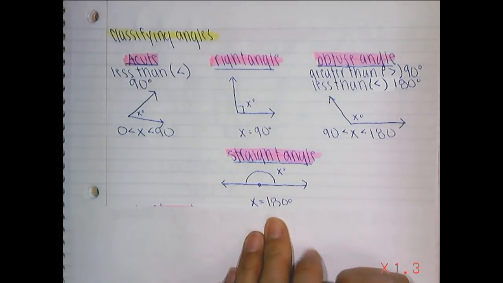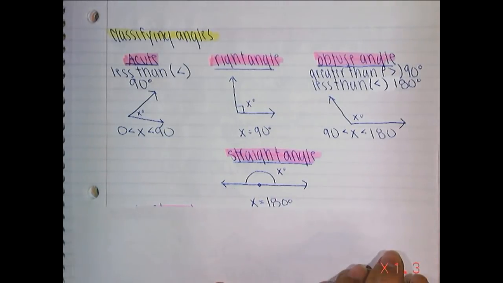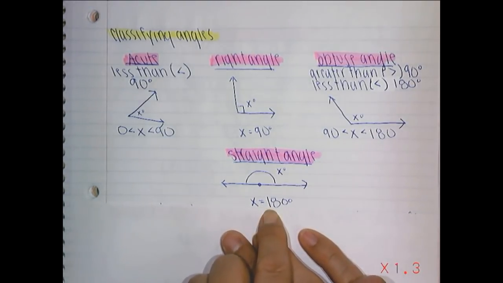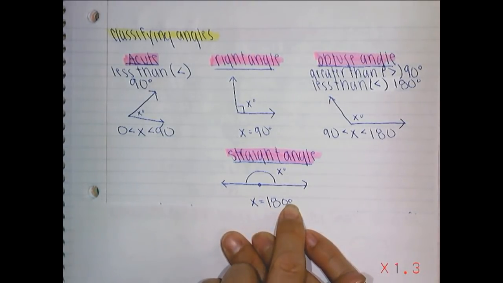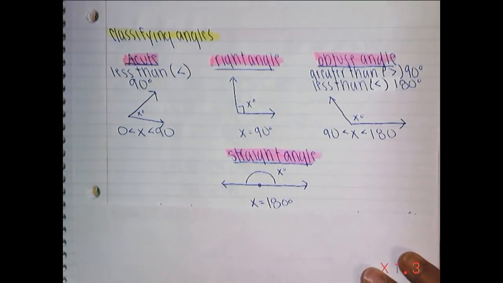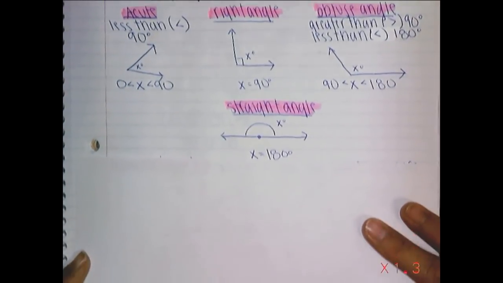Down here, we talk about a straight angle. A straight angle is basically just a straight line. And hopefully you know, and if you don't, you need to know, that a straight line is always 180 degrees. This little circle up here is my degrees symbol, but it got a little big. So that's 180 degrees right there. And those are your angles that you're going to need to classify at some point.